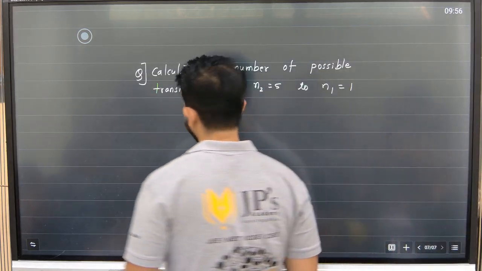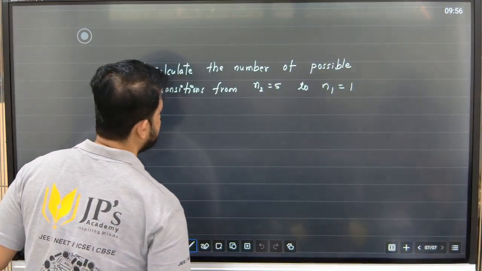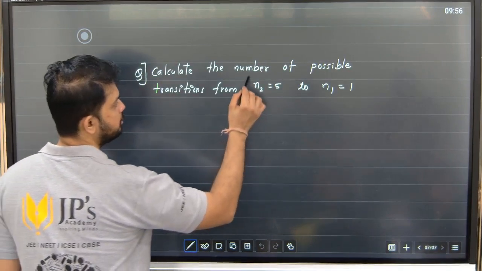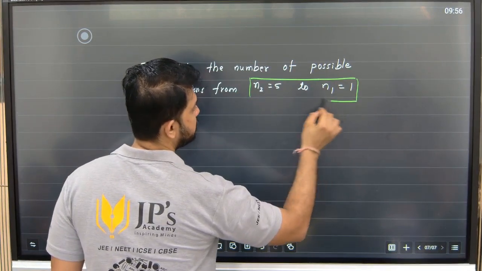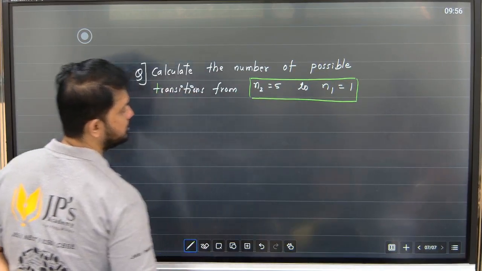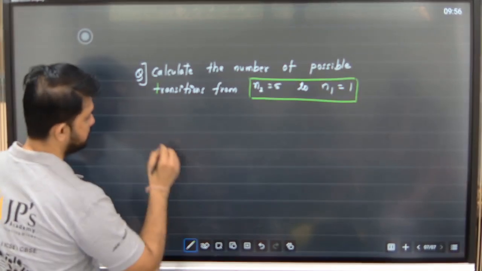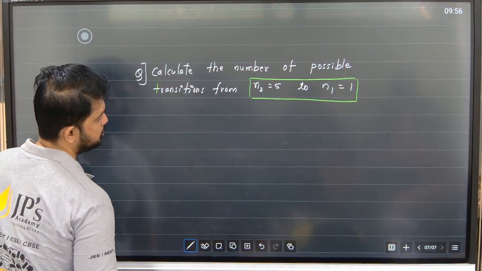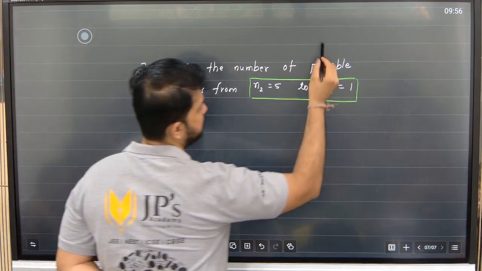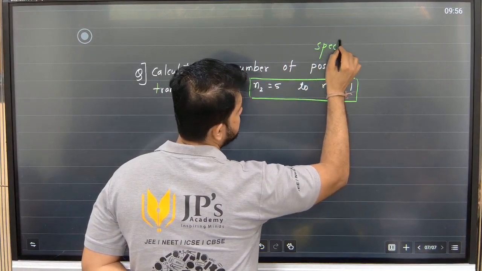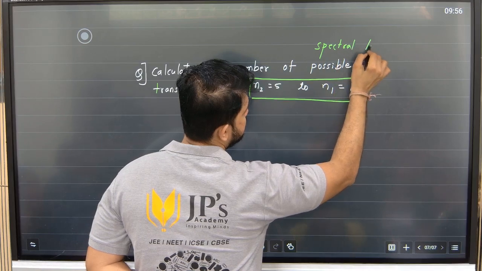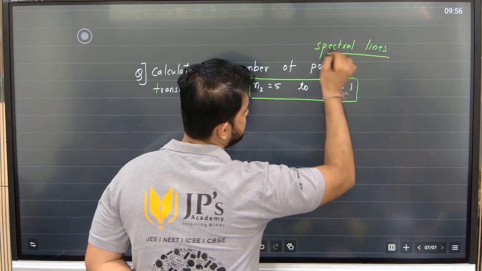Chalo, the next question that we have is: calculate the number of possible transitions from n2 equal to 5 to n1 equal to 1. What's the formula for number of spectral lines? Possible transitions, they are looking for the number of spectral lines generated.